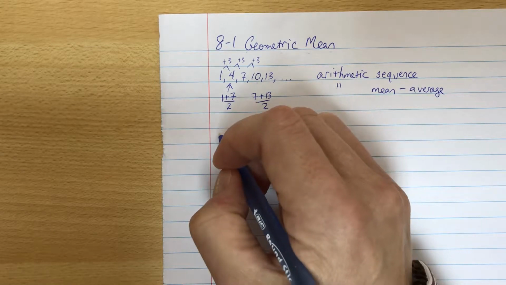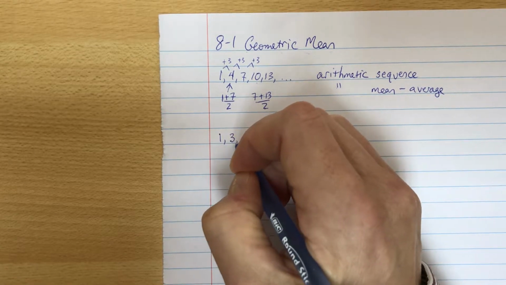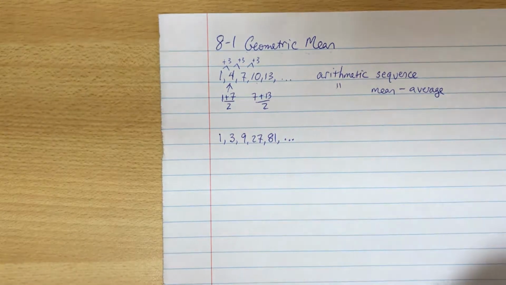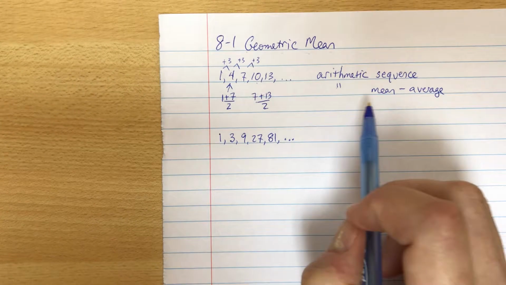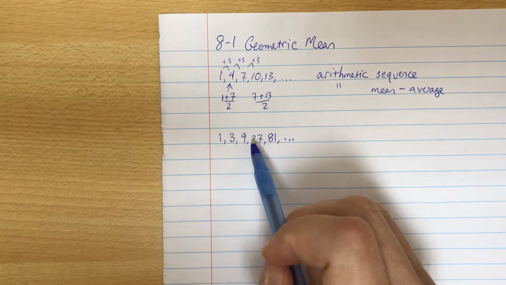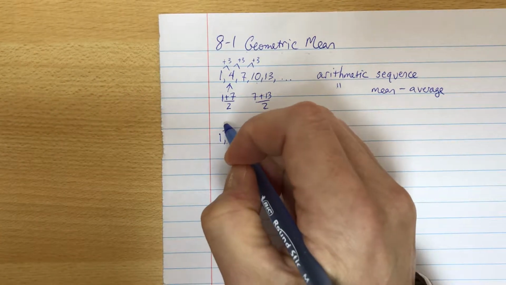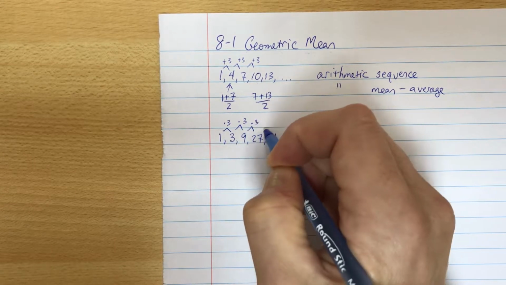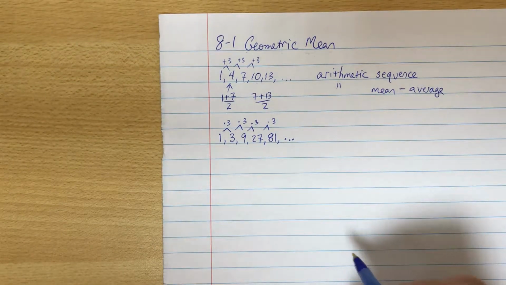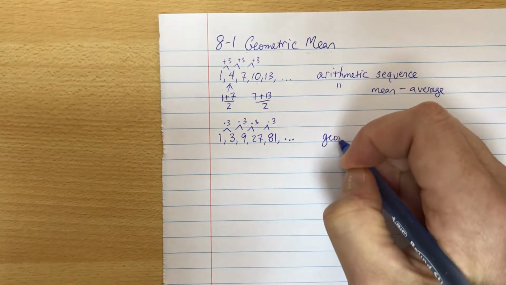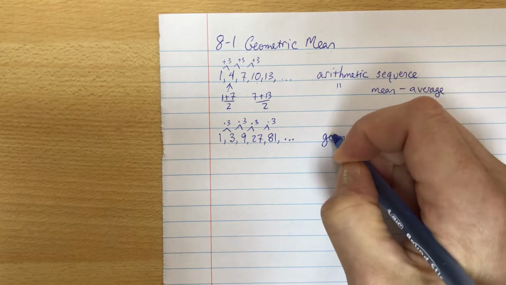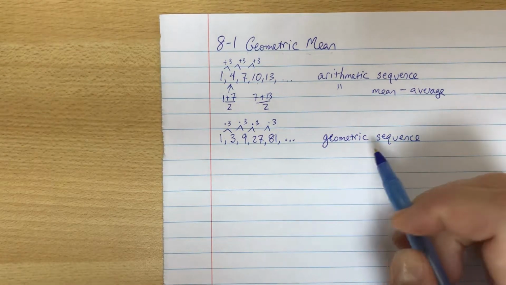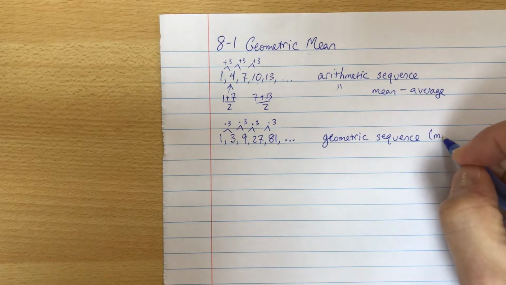Now, if I take a different set of numbers, 1, 3, 9, 27, 81, this time this is not arithmetic because we're not adding each time. The pattern is that we are multiplying by 3 every single time. This is what we call a geometric sequence. Arithmetic, you're talking about addition. Geometric, you're talking about multiplication.